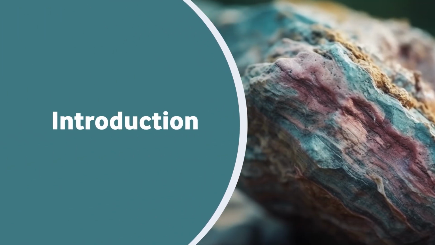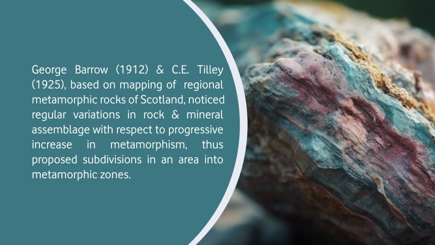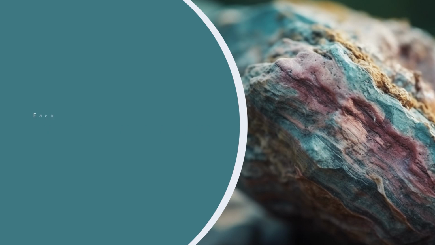Introduction. George Barrow in 1912 and C.E. Tilley in 1925, based on mapping of regional metamorphic rocks of Scotland, noticed regular variations in rock and mineral assemblage with progressive increase in metamorphism, and thus proposed subdivisions in an area into metamorphic zones. Each zone is marked by the influx of new mineral species.